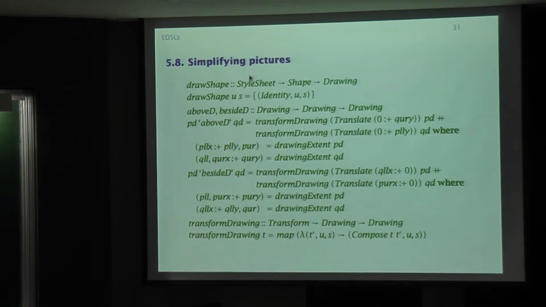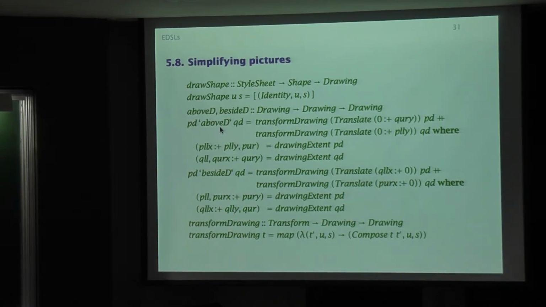Draw shape takes a style sheet and a shape and produces a drawing. If your style sheet is U and your shape is S, then you need to produce a triple, which has got a style sheet and a shape. Well, those are both easy. And you need a transformation as well. We don't know where the shape is going to be translated, so we're just giving the identity transformation. And then these two binary operators, it's a bit messy, but it's not difficult.